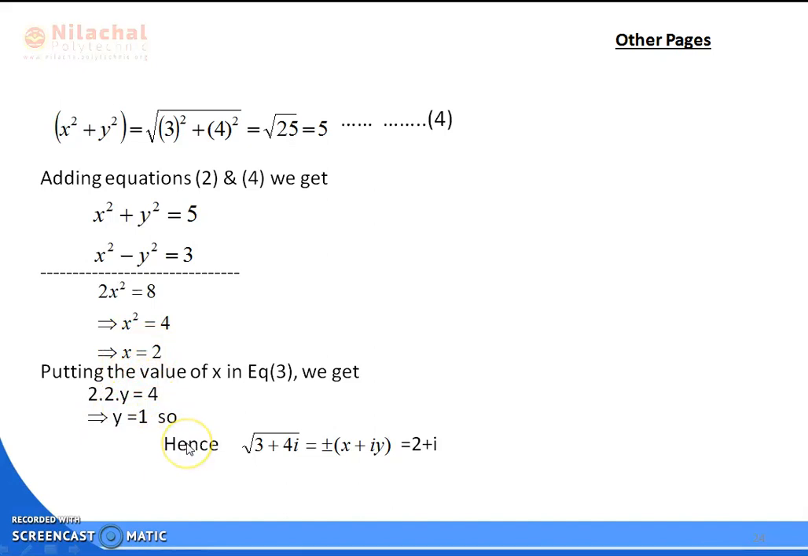So finally, in our step 1, we have written root z equals x plus iy. So root of 3 plus 4i equals plus minus (x plus iy). That equals, x is 2, y is 1, so 2 plus i. This is your final answer for the square root of 3 plus 4i. Clear? So likewise, you can find the square root of any complex number.